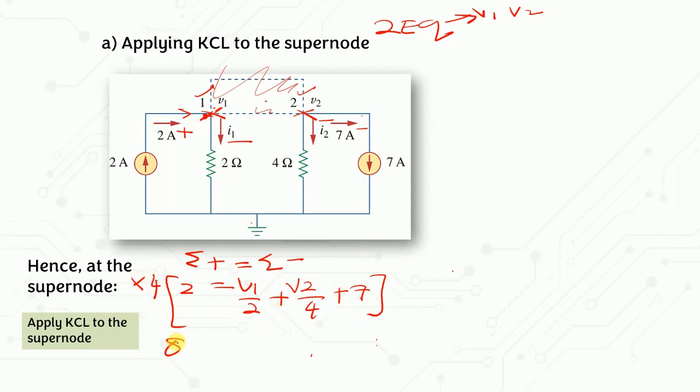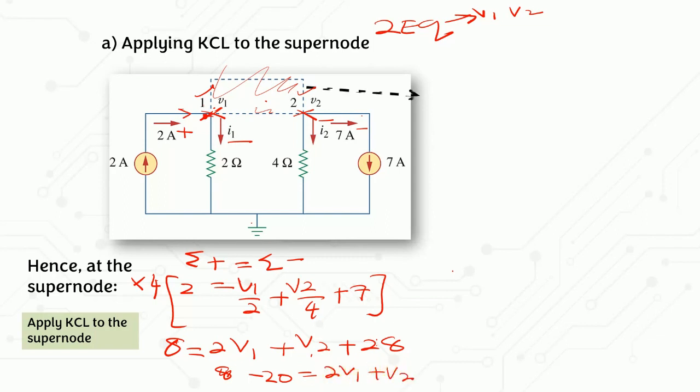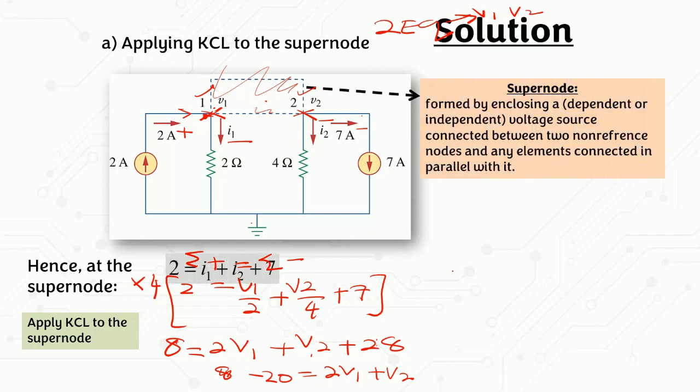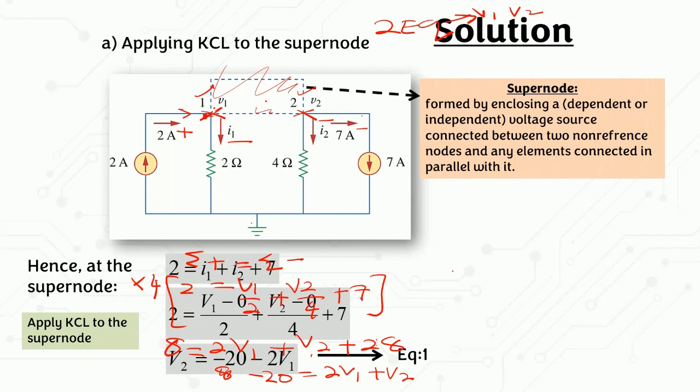And then you just need to simplify this equation by times it with 4. So what you have is 8 equal to 2V1 plus V2 plus 28, and then just rearrange this again. So then you will have 8, no, just bring this 28 here, so you will have negative 20 equal to 2V1 plus V2. Okay, and then you also need to have this supernode equation. Alright, you have this equation, so just put it as equation 1 here.